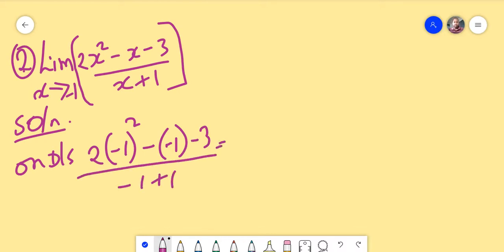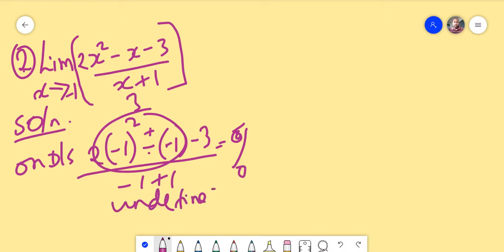What does this give us on the numerator? Minus 1 squared is positive 1 times 2, it's going to be 2. Then minus minus will give us positive, so this gives us 3. 3 minus 3 gives us 0. For the denominator, minus 1 plus 1 is 0, so this is undefined or indeterminate. So then we employ the second method, which is factorization.